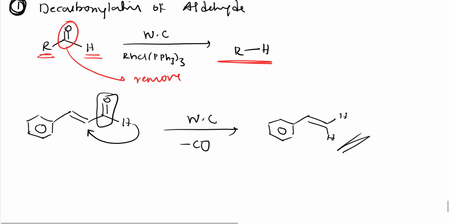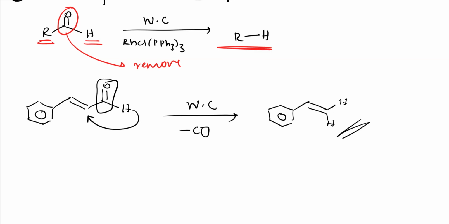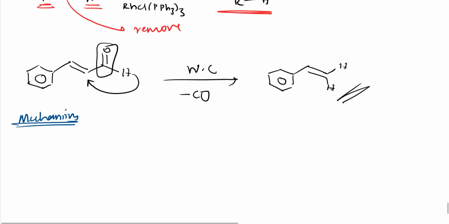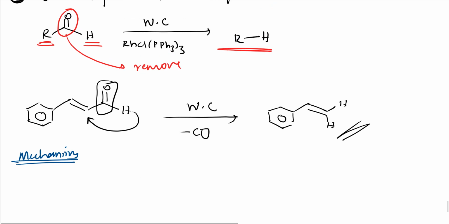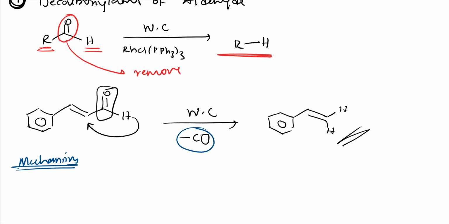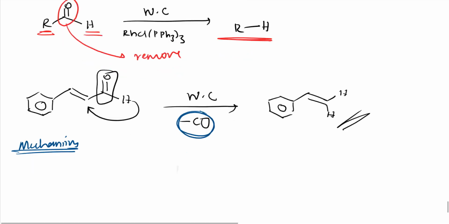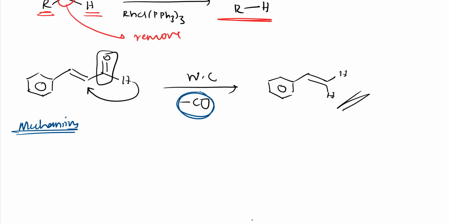So how does this reaction happen? Let us see its mechanism, how this removal of carbonyl happens. Let me discuss the mechanism, then I will tell why only this carbonyl is removed. What is the driving force? The driving force of removal of this carbonyl is that Rh will have very high affinity towards this carbonyl, so this bond will be very, very strong.